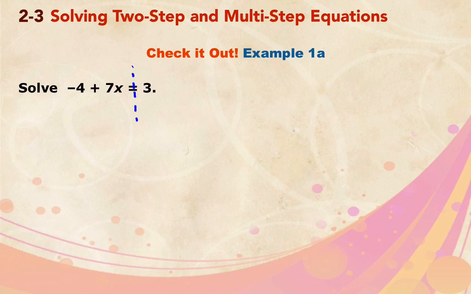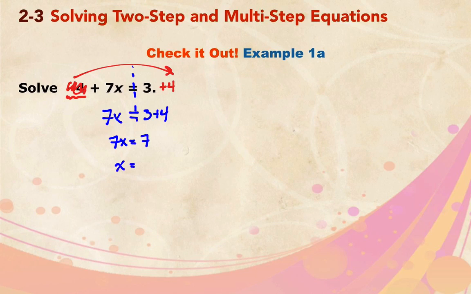But I do see that I have a minus 4 on the left, and I don't want that. I want that on the right. So I'm going to bring that over here to the right side and change the sign. So that's going to be a positive 4 now. It's no longer there. So I have 7x equals 3 plus 4. So that means 7x equals 7.